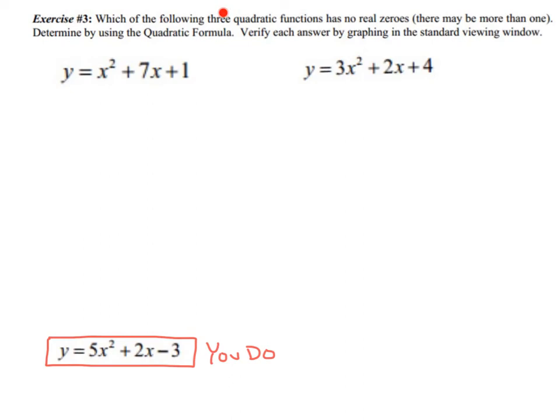All right, it says, which of the following in this exercise 3 does the quadratic have no real zeros? And there may be more than one. So determine using the quadratic formula, and verify each by looking at the standard view on the graph, using your graphing calculator. I want you to pause the video and do all three to determine which ones aren't real and why. Let's see if you can discover that. So pause the video, do all three.